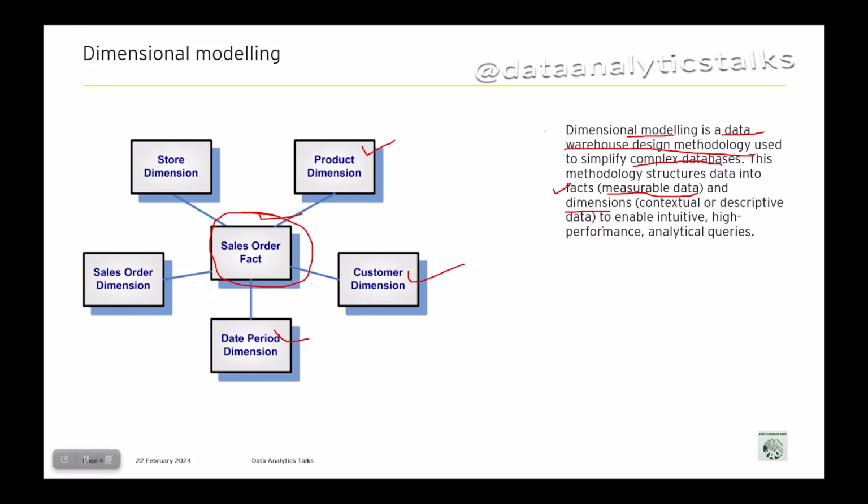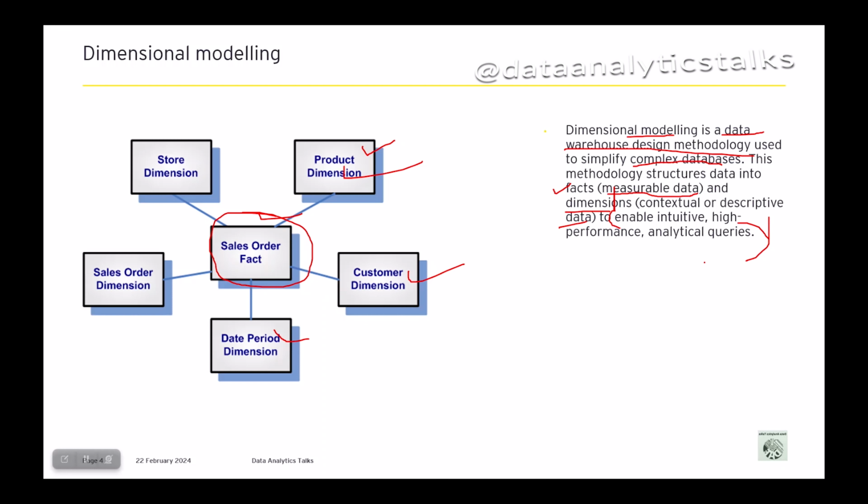What's the use of a dimension table? It is contextual or descriptive data. So remember that in the fact table, we are storing the measurable data. In the dimension table, we are storing descriptive or contextual data. What's the purpose of this? That is at the end of this definition: it enables intuitive, high-performance analytical queries.